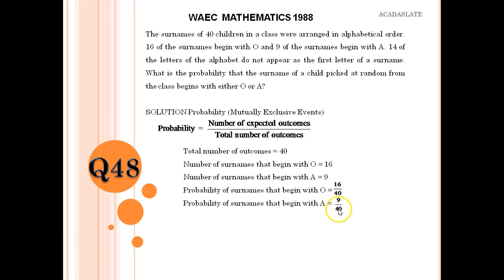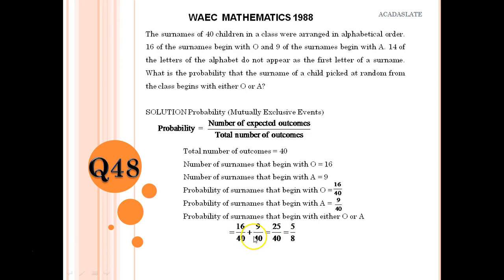So the probability of the surname that begins with either A or O, which is mutually exclusive, that is independent event, either A or O, will now be equal to the probability of surnames that begin with O, which is 16 over 40, plus the probability of surnames that begin with A, which is 9 over 40. We use plus here because it's a mutually exclusive event, independent event, that is either this or this. So we add the two probabilities here. So that's 16 over 40 plus 9 over 40.